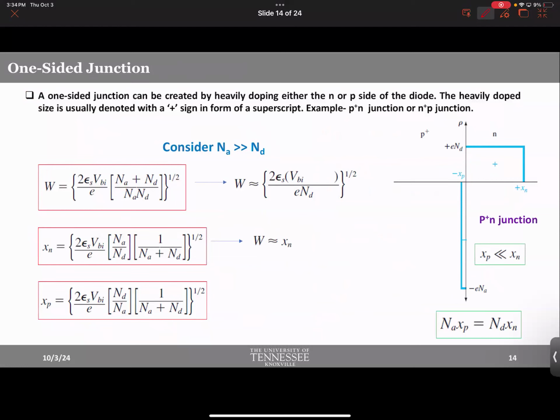One-sided p-n junction. What does that even mean? Hopefully things will start making more sense gradually. How many of you remember what p plus and n plus represent? Heavily doped.